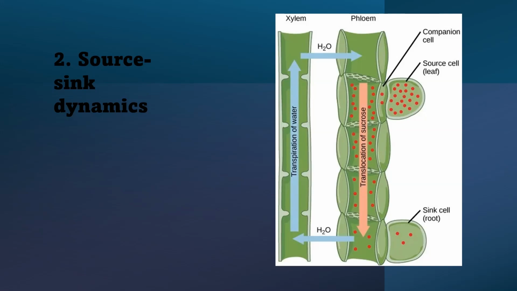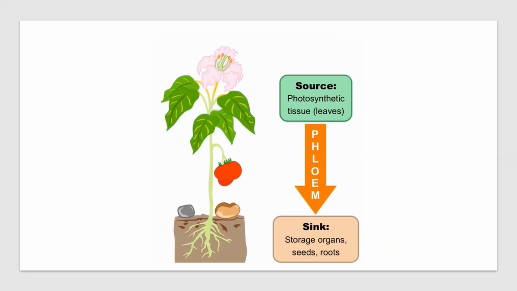Number 2. Source-sink dynamics. Photosynthetic leaves serve as the primary source of organic compounds, which are then distributed to various parts of the plant, including storage organs. Later, these stored compounds are re-exported as needed. This dynamic movement ensures that all parts of the plant receive essential nutrients and energy.